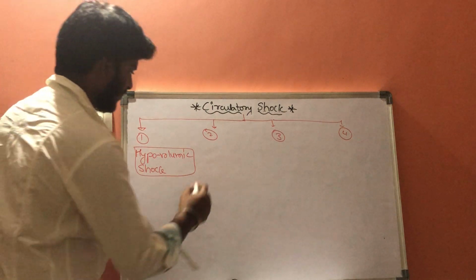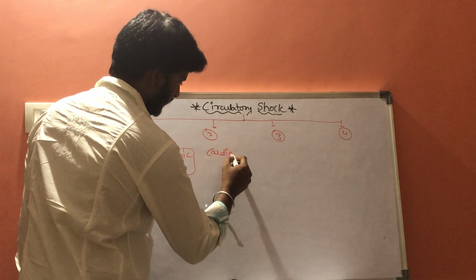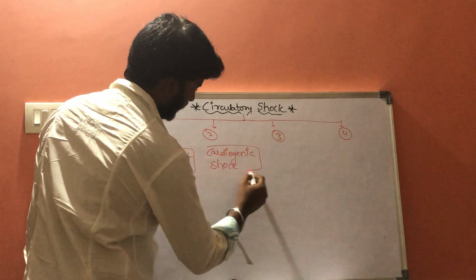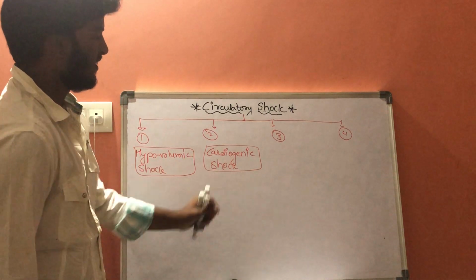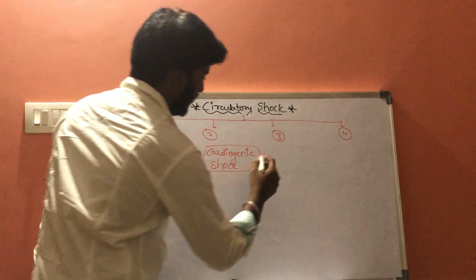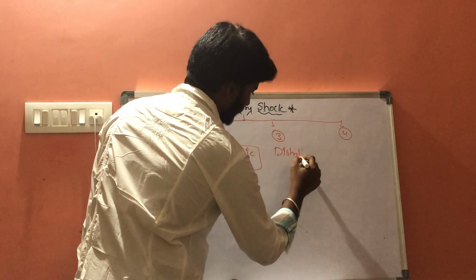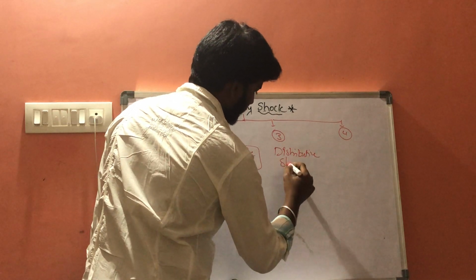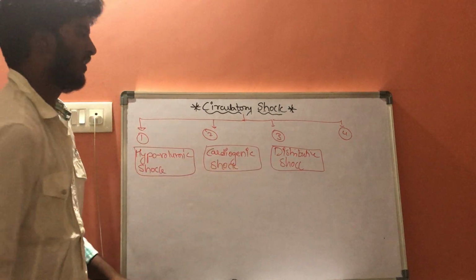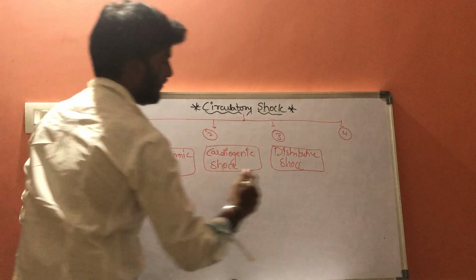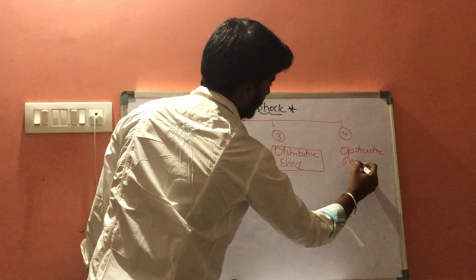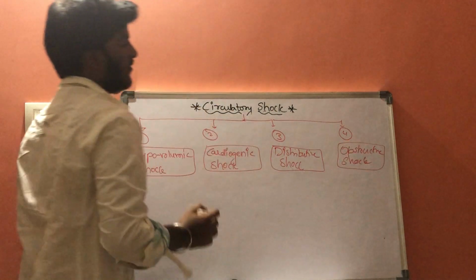The second one is cardiogenic shock. First one is hypovolemic shock, second one is cardiogenic shock, and the third one is distributive shock. This is the third type of shock, which is called distributive shock. And the fourth type of shock is called obstructive shock. These are the four different types of shocks.